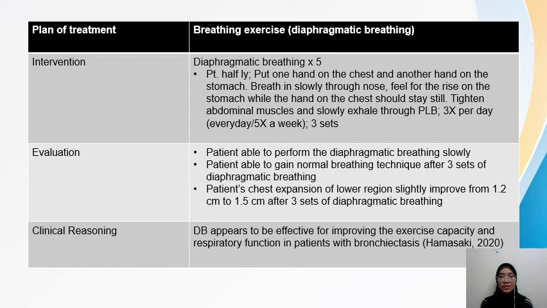For the evaluation, patient able to perform the diaphragmatic breathing slowly. Patient able to gain normal breathing technique after 3 sets of diaphragmatic breathing, and patient's chest expansion of lower region slightly improved from 1.2 cm to 1.5 cm after 3 sets of diaphragmatic breathing. And for the clinical reasoning, diaphragmatic breathing appears to be effective for improving the exercise capacity and respiratory function in patients with bronchiectasis.